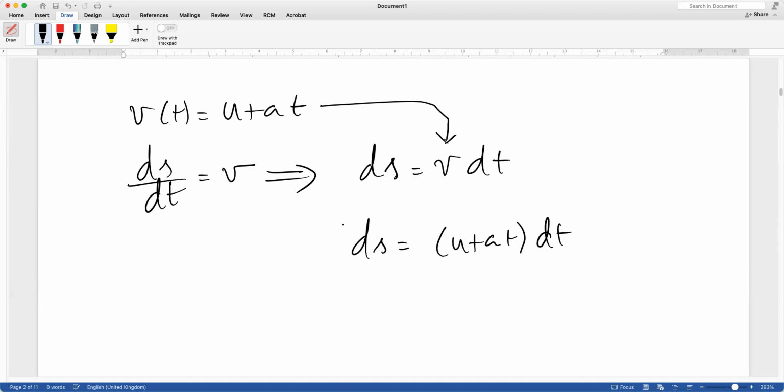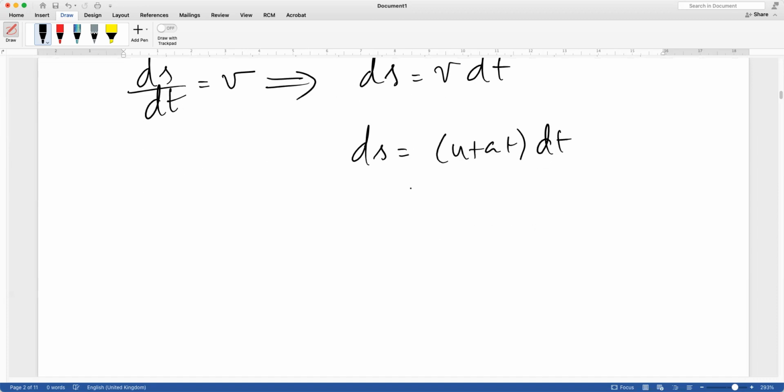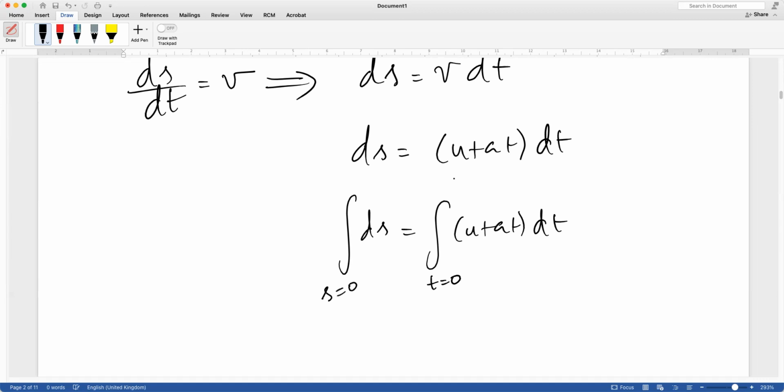Then as usual, we do the integration on both sides. This side integration is actually equal to the integral of u plus at dt. Now, time t equal to 0. Mostly we consider that initial displacement is 0. And then when time t equals 0, we consider the displacement is the function itself. Do you get that? So this will get us s of t is actually equal to, I complete the integration.